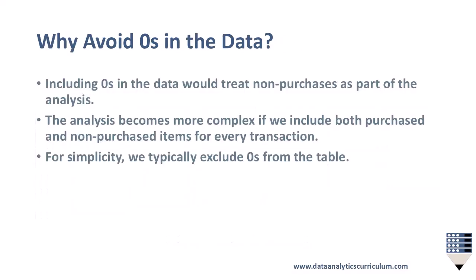Why avoid zeros in the data? In practice, we usually remove zeros from our tables. Including zeros would treat every non-purchase as part of the analysis, which adds unnecessary complexity. Since we're only interested in what was bought, not what wasn't, we focus on ones only. This simplifies the analysis and speeds up computation.